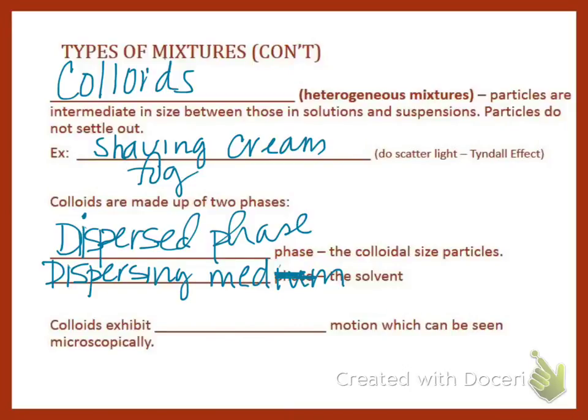Okay? Colloids also exhibit something called Brownian motion, which is basically when you look at it under a microscope, you think they're not moving, but when you look under a microscope, they're moving around.